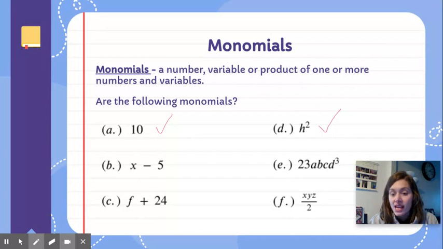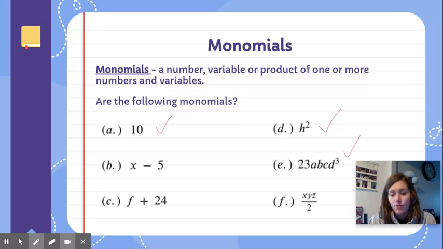E, 23abcd cubed. There's a lot in there. Could it be a monomial? Well, is it a product of one or more numbers and variables? Sure, right? We're just doing 23 times a times b times c times d to the third power, 3 times. So yeah, it's a series of multiplication. There's no addition, there's no subtraction. So yes, we can say that this is also a monomial.